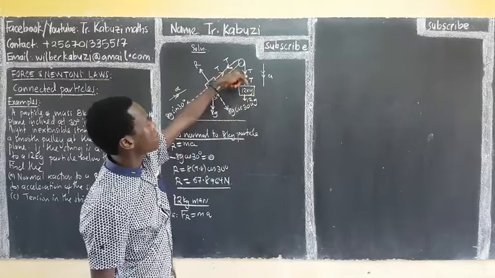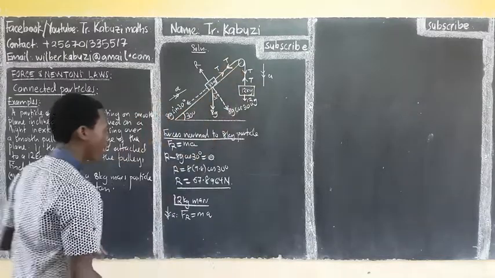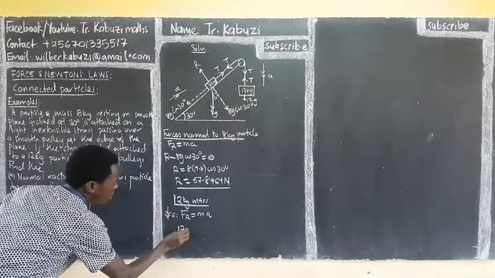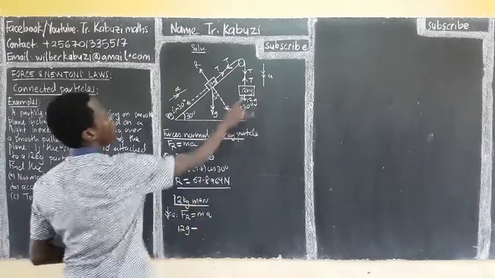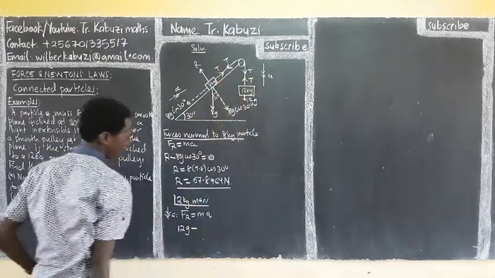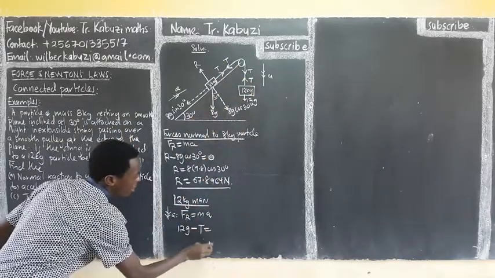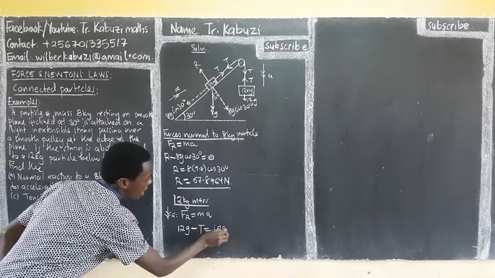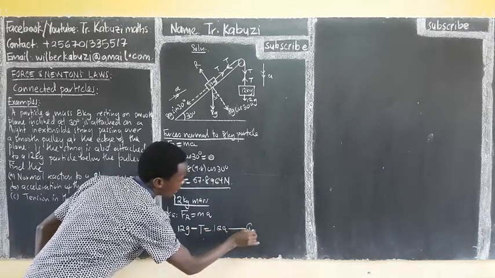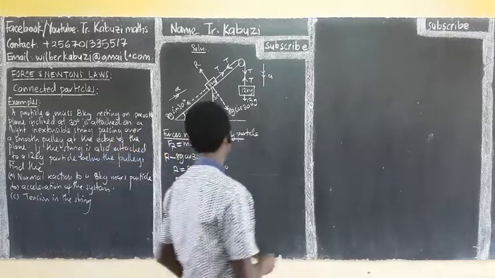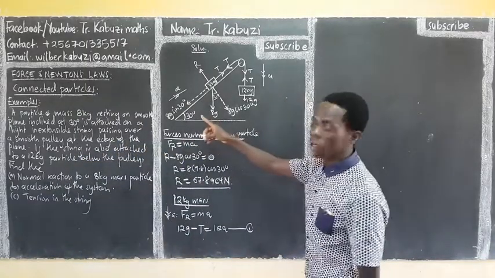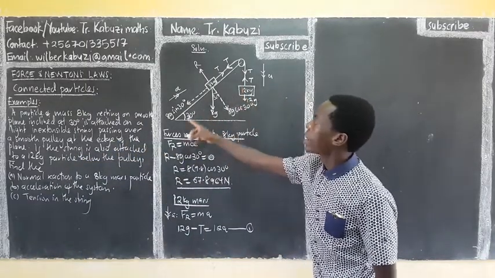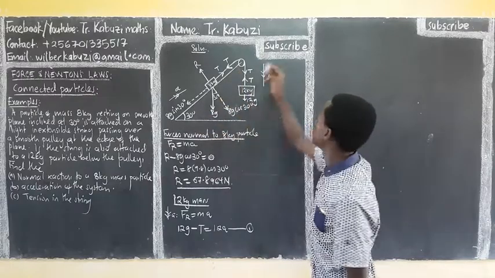Now, what is pulling it in this direction is the 12 kilogram weight, then minus the opposing force, this one which is saying we are going up. It's going to be equal to the mass, which is 12, times the acceleration, and we call this equation 1.